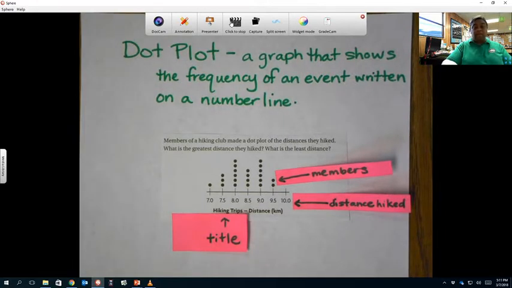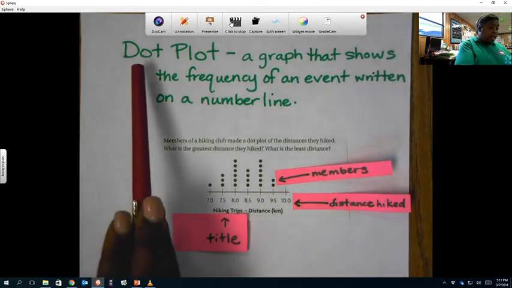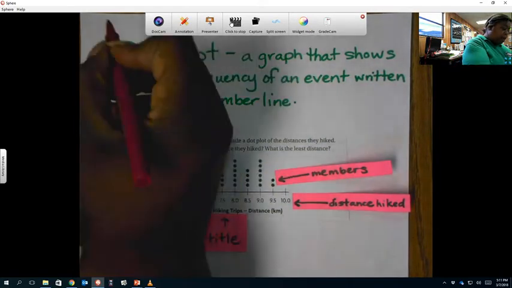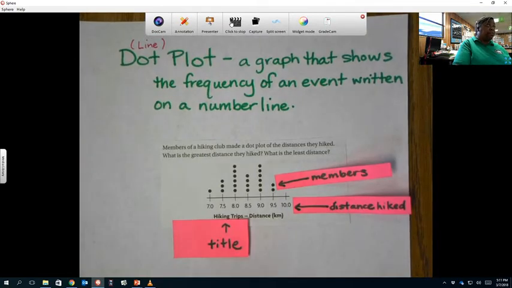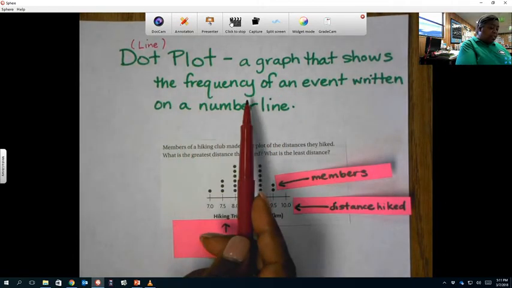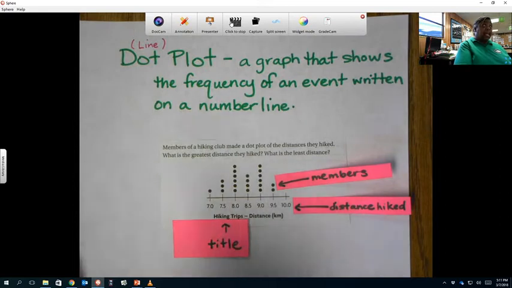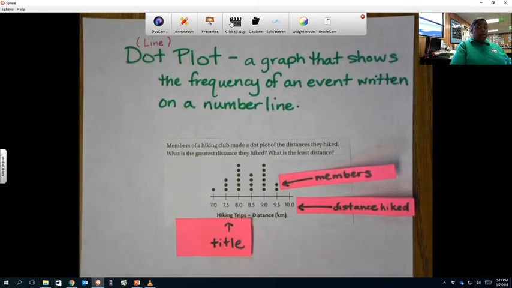I know it's been a minute before I've put one out there, but I thought today would be a good day to make one, considering we were talking about dot plots today, and that's an almost new concept that you haven't been exposed to yet. So today we're going to be talking about data analysis, and we're going to be using dot plots to help us. A dot plot, or sometimes it might be called a line plot, is a graph that shows the frequency of events written on a number line. So it's much like a frequency table, only it's written on a number line.